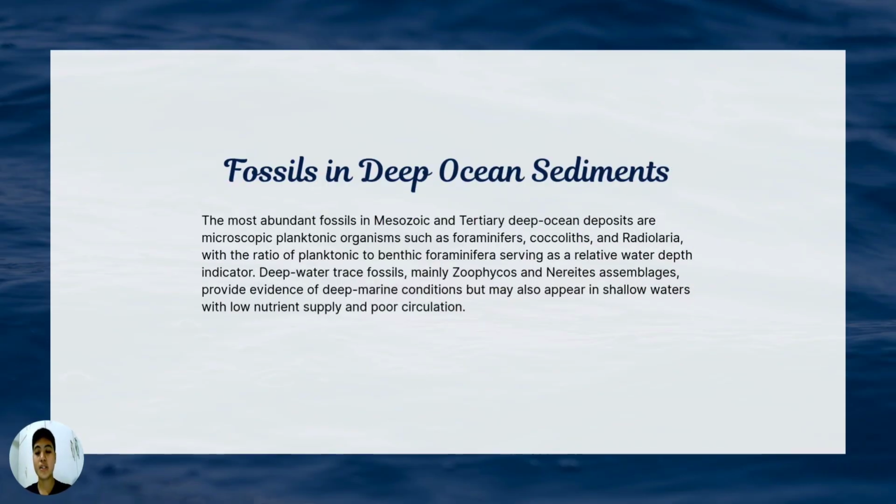In deep ocean deposits from the Mesozoic and Tertiary periods, tiny plankton-like foraminifers, coccoliths, and radiolarians are the most common fossils, and their types can show how deep the water was. Trace fossils like Zoophycos and Nereites also point to deep sea environments, but can sometimes appear in shallow water with little food or weak movement.